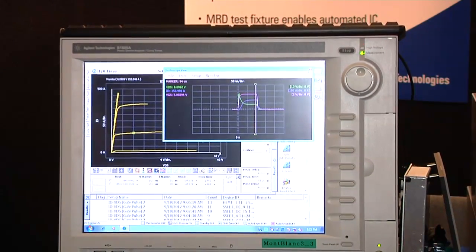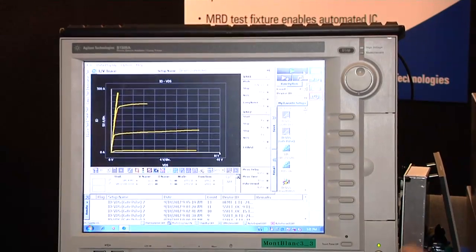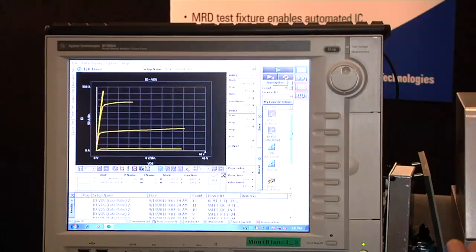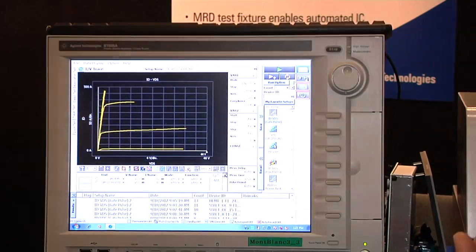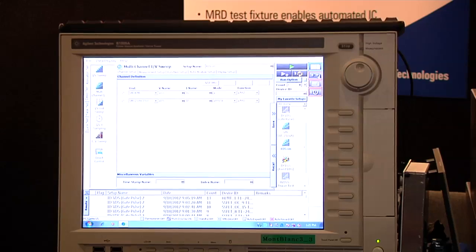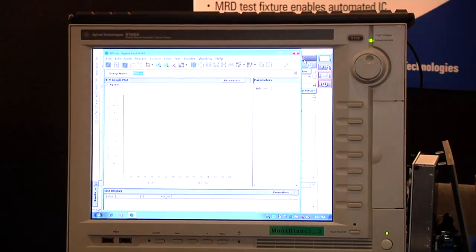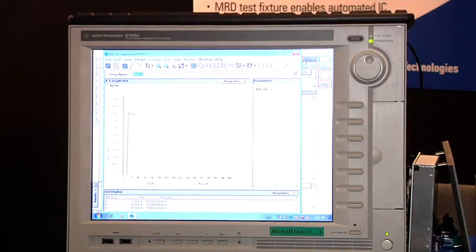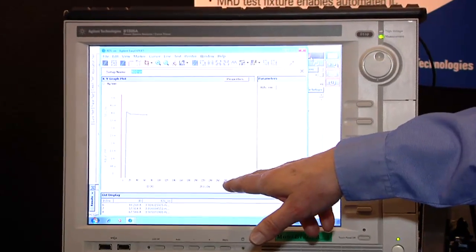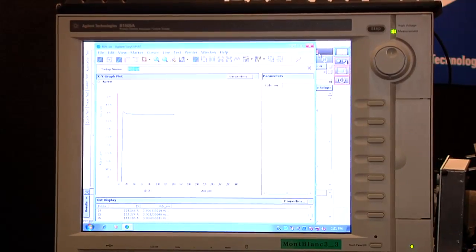Now, besides doing current type measurements, I can do many other types of measurements as well. Let me show you one that's very common for power devices, which is the on resistance. So I'm going to switch to doing the on resistance. Turn this on here, and now I'm going to be measuring the on resistance of my device at up to 300 amps of current, but notice I'm only measuring about 4 milliohms of resistance.